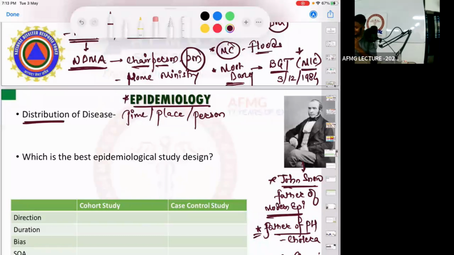Then if I talk about place. Kala Azar is more prevalent in the states of Bihar, Jharkhand, Uttar Pradesh and West Bengal. What is the vector for Kala Azar? Sandfly. Which species? Phlebotomus species.